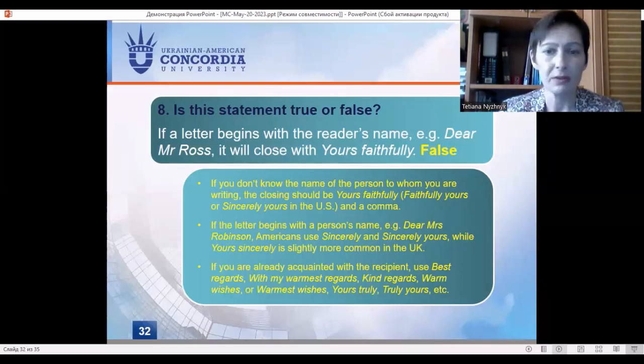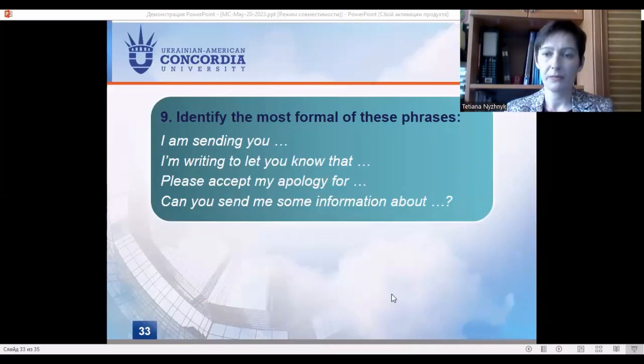One phrase which is quite traditional in Ukrainian business writing, but very rarely appears in English business writing, is respectfully. In modern business writing, it is considered to be too old-fashioned and sometimes excessively formal. The final question of the quiz is to identify the most formal of the following four phrases. I am sending you.